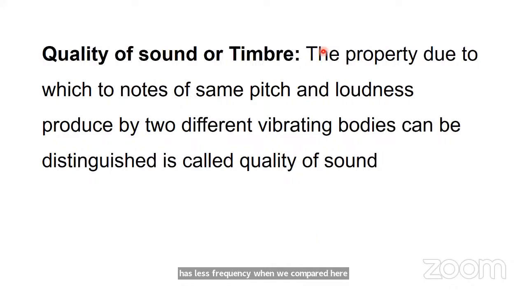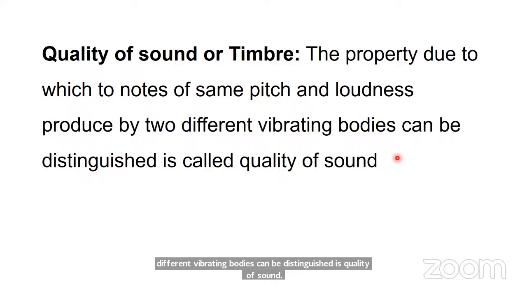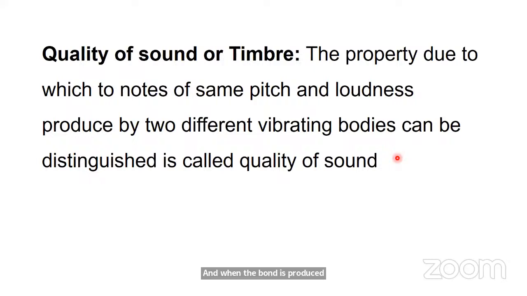And later, we are also going to the quality of sound. But what is quality of sound? That's what we have to remember. The property due to which two notes of the same pitch and loudness produced by two different vibrating bodies can be distinguished is quality of sound. అంటే రెండు బాడీస్ ప్రొడ్యూస్ చేసేటటువంటి సౌండ్లని మనం వేరు చేయగలిగితే ఆ సౌండ్ ఆఫ్ క్వాలిటీ ఉందని మనం అంటాం. ఇట్లా మనం సౌండ్ గురించి చాలా విషయాలు నేర్చుకున్నాం.